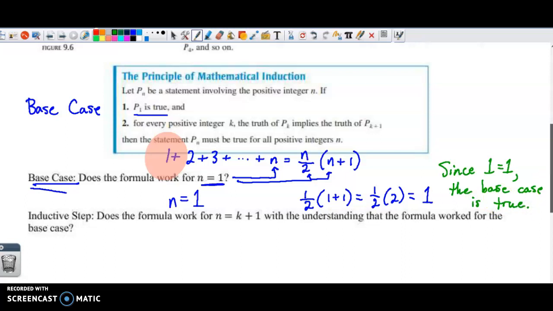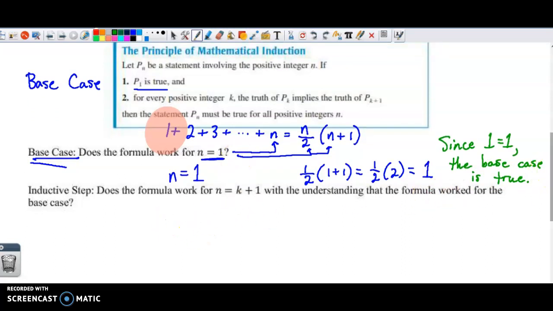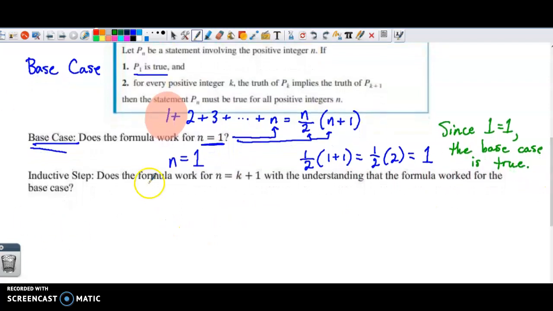So now what I need to do is set up my dominoes and knock them down. This is called the inductive step. Sometimes I'll even write this out: n equals k plus 1. So I rewrite the formula: 1 plus 2 plus 3, all the way until I get to the n, except now I change n to k. And I'm going to add one more step to it, the next piece of the domino, and that's k plus 1.